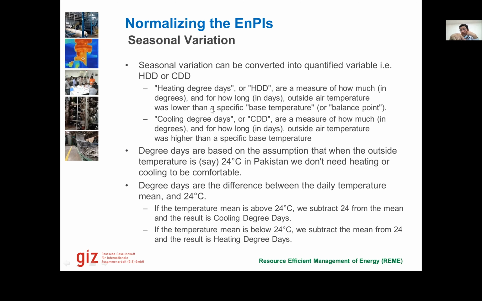I will show you further examples, so don't get confused at the moment. I'm just explaining the concept. Degree days are based on the assumption that when the outside temperature is 24 degrees, in Pakistan or Vietnam for example, we don't need heating or cooling to be comfortable in the processes. So if the temperature is above, we need to cool down. If the temperature is low, we need to heat up. So I will show you an example.